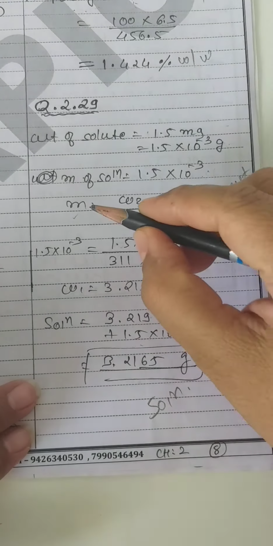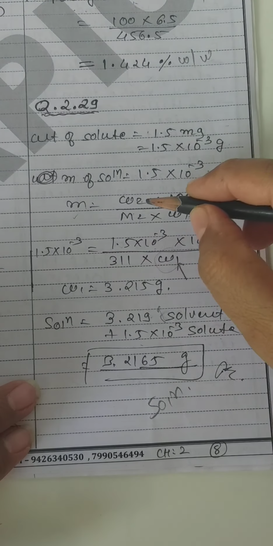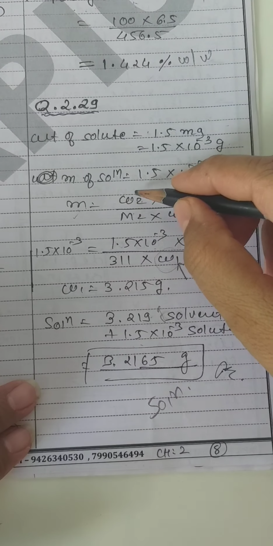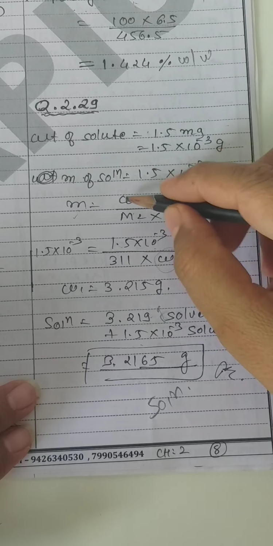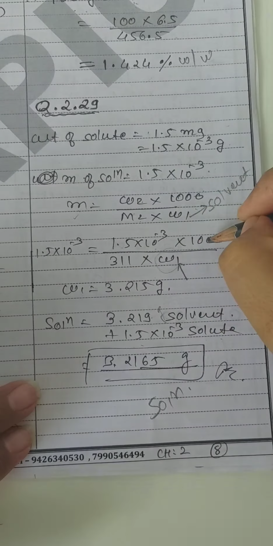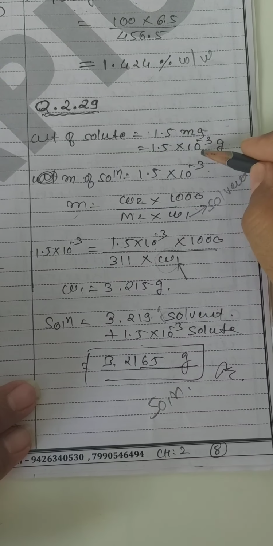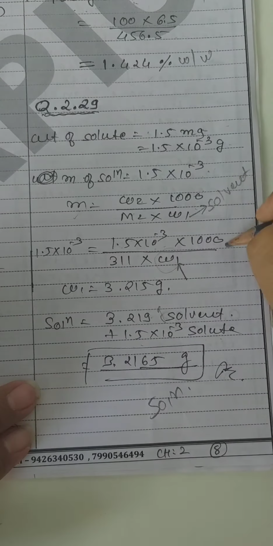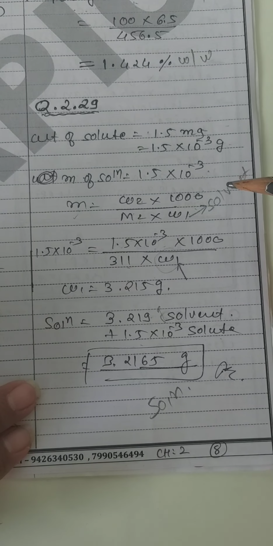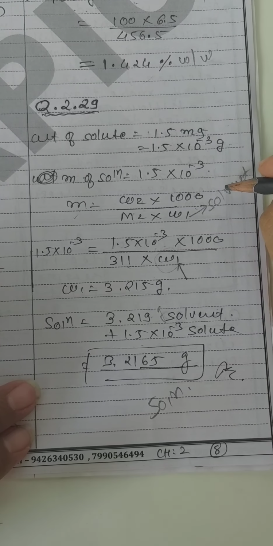Now it's a very simple question. See, we will apply the molality formula: W2 into 1000 upon M2 into W1. Molality is given. The weight intake for the patient is 1.5 gram, and 1000. Now it is actually 1.5 milligram, so we will convert 1.5 into 10 power minus 3 gram. Molecular mass is 311, which you can find for the medicine nalorphine. And W1, the solvent requirement, we have to find.